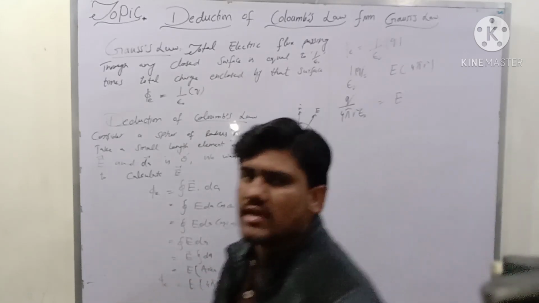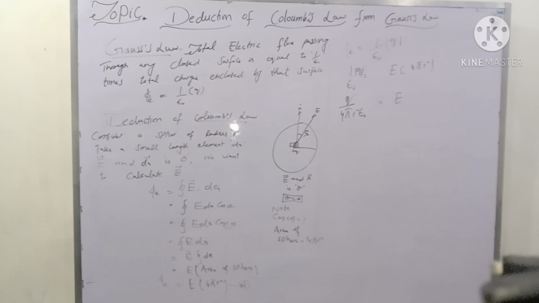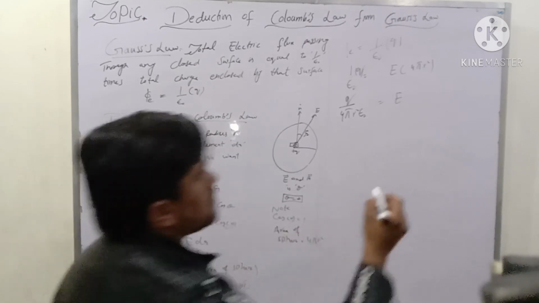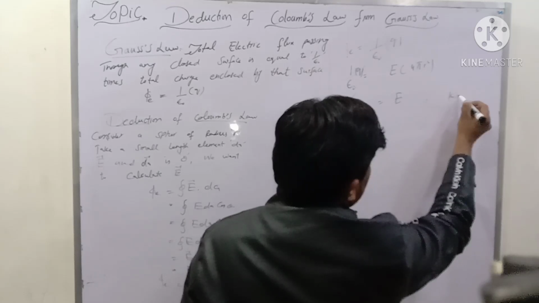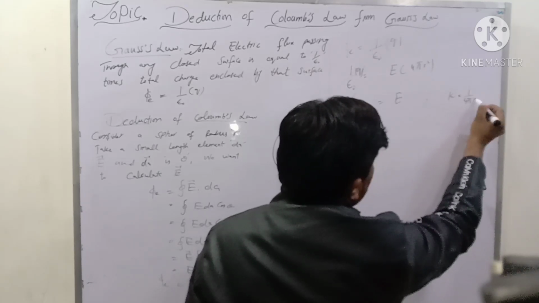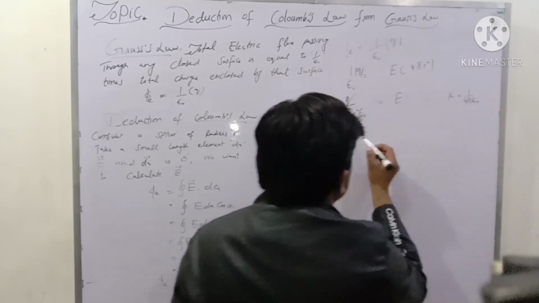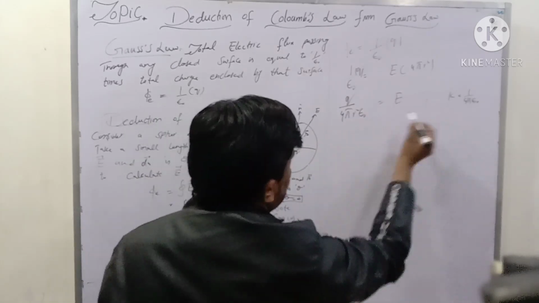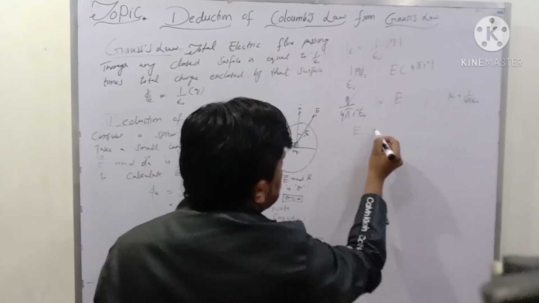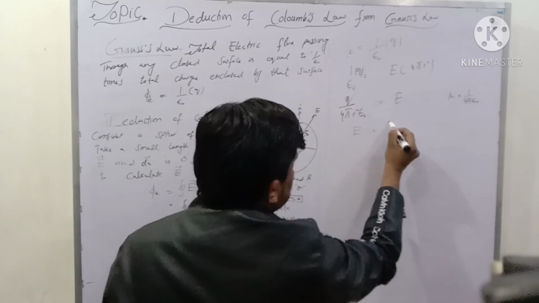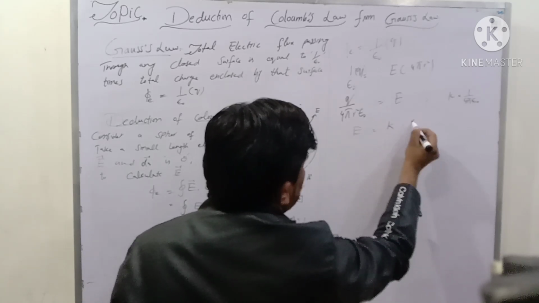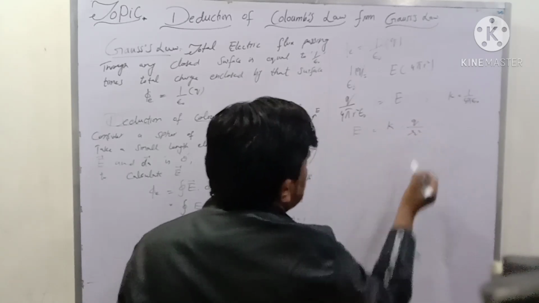This is the value of electric field intensity, and you know that K is equal to 1 over 4 pi epsilon naught. K is Coulomb's constant. You can put the value of K here. E is equal to K Q over r square.